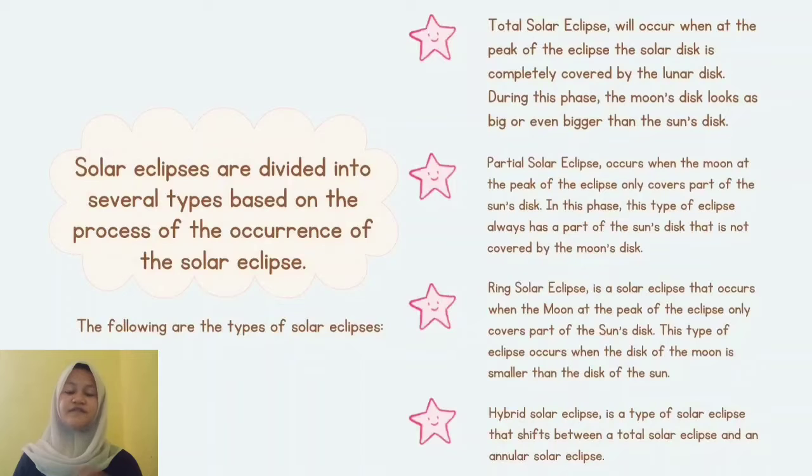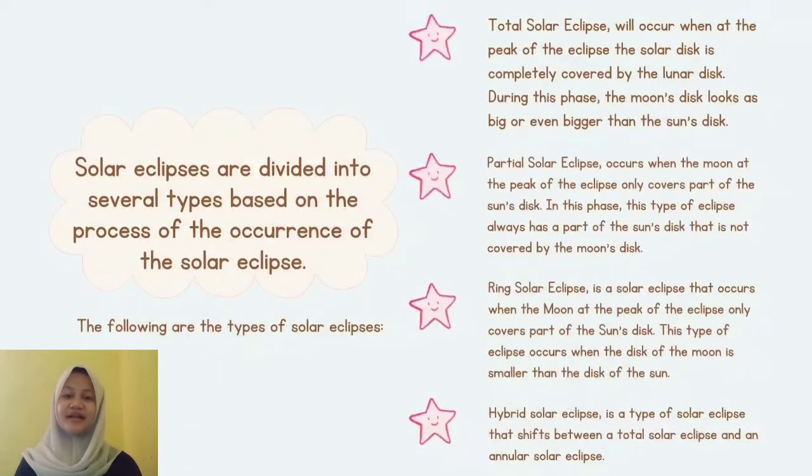Solar eclipses are divided into several types based on the process of the occurrence of the solar eclipse. The following are the types of solar eclipse. 1. A total solar eclipse occurs when at the peak of the eclipse the solar disk is completely covered by the lunar disk. During this phase, the moon's disk looks as big as or even bigger than the sun's disk.